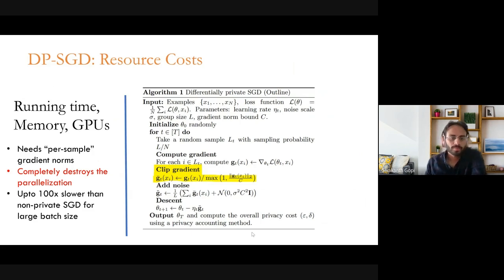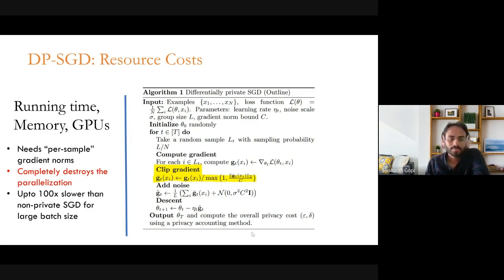So what is the problem with this algorithm? Other than the privacy utility trade-off, there is also the resource cost. How much time does it take to train a neural network using this algorithm versus a non-private algorithm? The main problem with implementing this algorithm is we need to clip the per sample gradient. In a batch, let's say a batch has size 256, you need to clip all the 256 gradients individually. What that means is you end up explicitly calculating all the per sample gradients, and then computing their norm, and then clipping them.